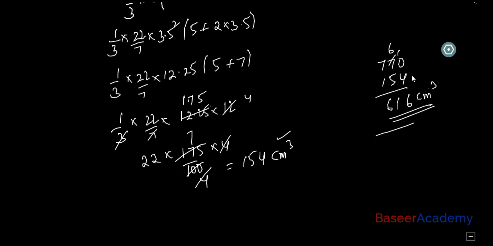Water which spilled out is 154 centimeter cube. Water that spilled out from the cylindrical tub will be equal to the volume of the solid that is immersed. So 154 centimeter cube water spilled out. The total water previously was 770 centimeter cube. 154 centimeter cube spilled out. So the remaining water is 616 centimeter cube.